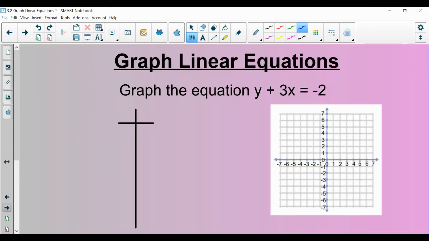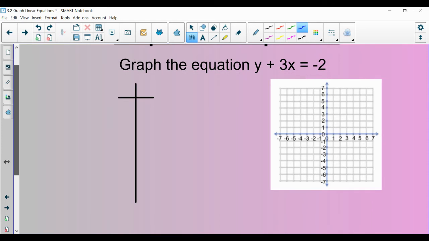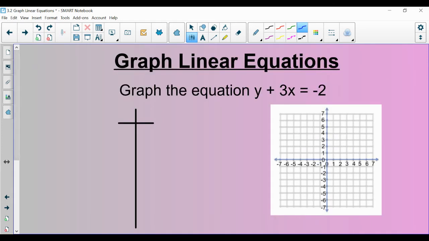Let's move on to this one. This is the same level of difficulty, so I think you guys should be able to handle it. Go ahead and pause it here and try at least the first step, which is to solve for y. Y needs to be by itself. It has a plus 3x happening to it, and the way that we undo that is we subtract 3x.